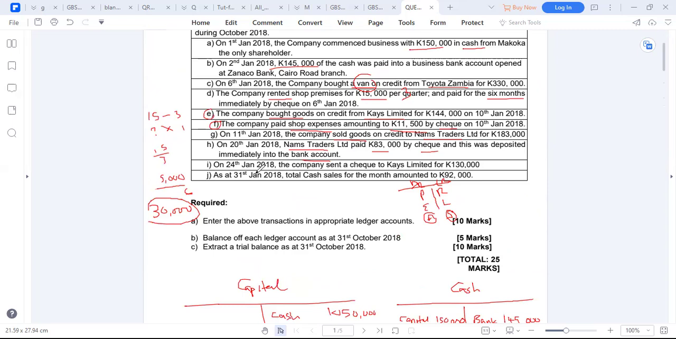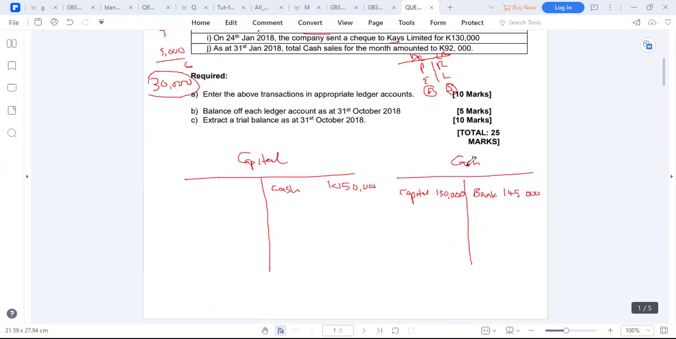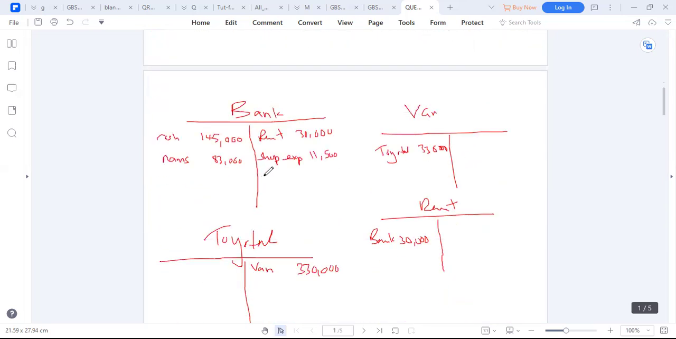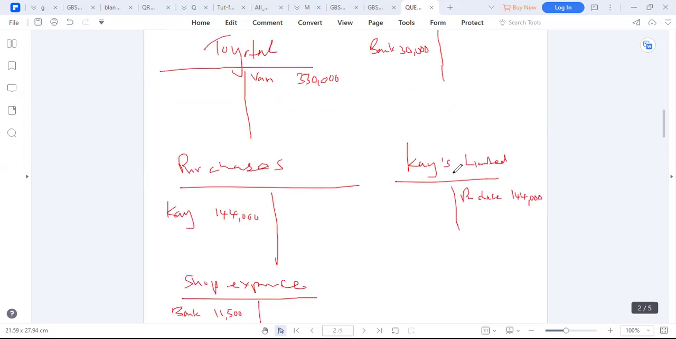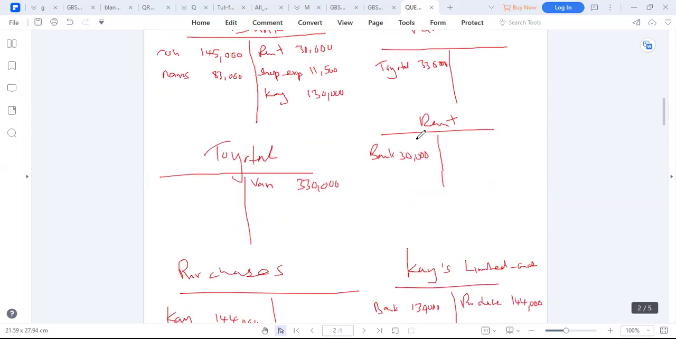Then the last two, 24 January, the company sent a check to K's Limited, 130. Who was K? Our creditor. So we are paying by check, 130. So 130, we go to bank. K, 130,000. K is our creditor. Creditors have a credit balance, but we're reducing here. So we say bank, okay, 130,000.